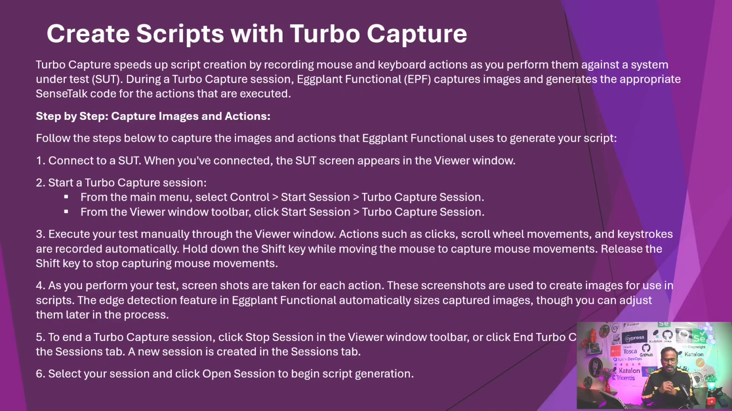So during a turbo capture session, Eggplant Functional captures images and generates the appropriate SenseTalk code for the actions that you execute. So now let us see step by step how you can write a basic script by using turbo capture. The first step is you need to connect to a system under test and then start a turbo capture session. From the menu, you need to select Start Session, Turbo Capture Session, and your turbo capture session will be started.